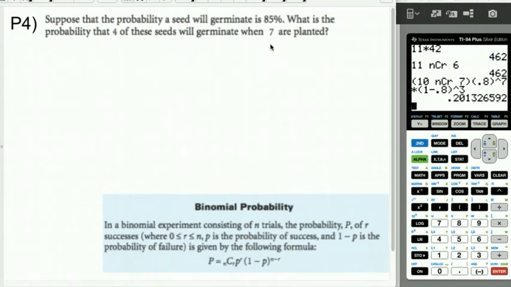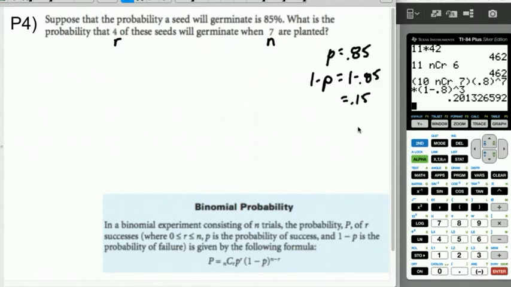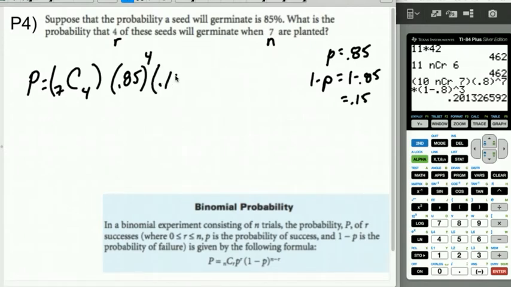So 7 is my n, right? That's how many I'm planting. I want 4 successes, so that's going to be r. My probability that it's going to happen is 0.85, which means my probability that it's not going to happen, right, is 1 minus 0.85 or 15%, so 0.15. So my probability is going to be n choose r, 7 choose 4, okay, so that quantity, times my p, which is the success rate, raised to the number of successes, right, times my not success rate, which would be the 0.15, raised to the number of not successes, right, which would be 7 minus 4 or 3, right?